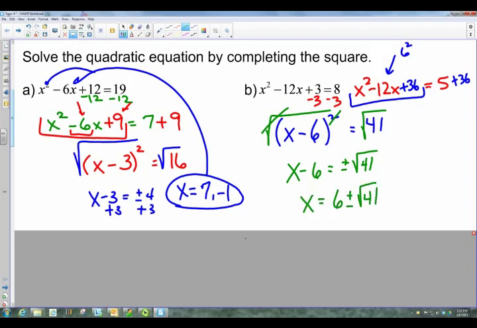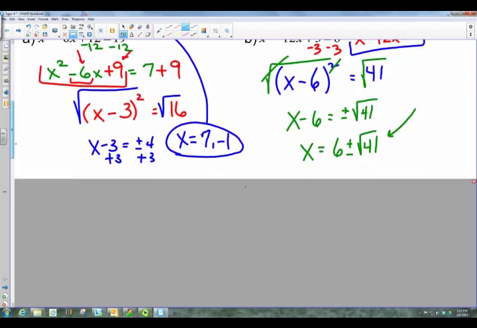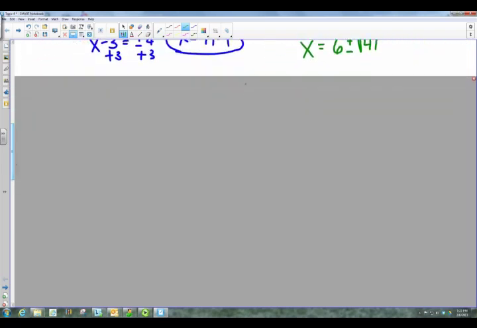Now depending on if you're testing on a standardized test, you may be asked to actually plug that through a calculator to find a decimal solution. In this case, if you leave it as a square root, I think that's a little bit easier to understand and work with, so that's acceptable here. So hopefully that made some sense. Alright, let's look at these next examples.